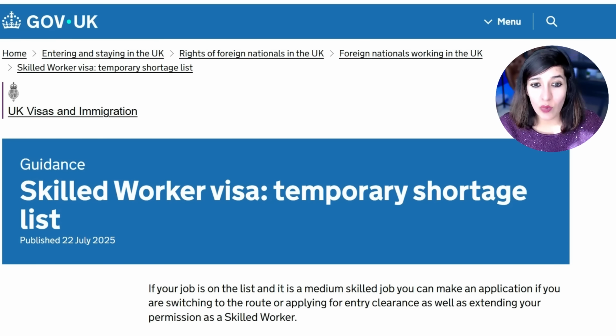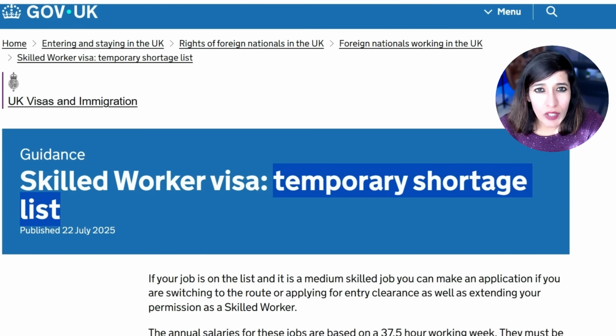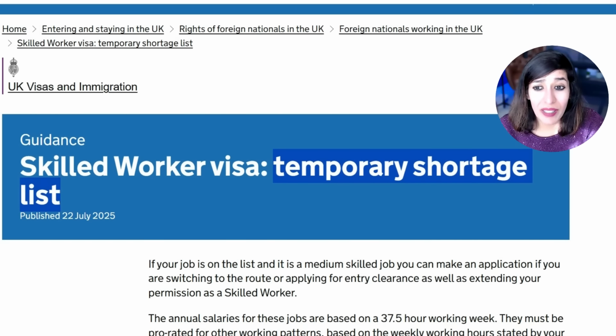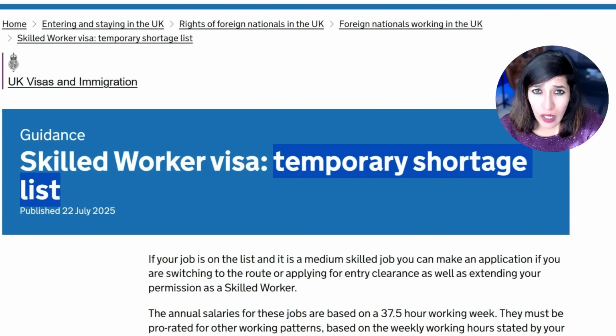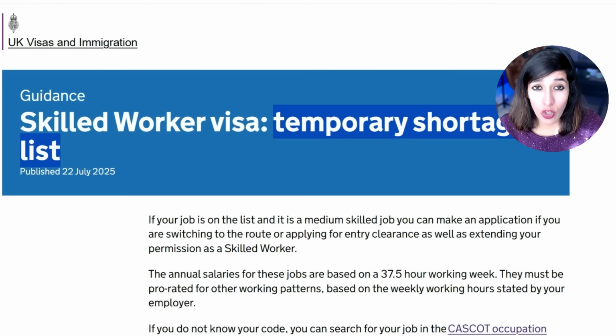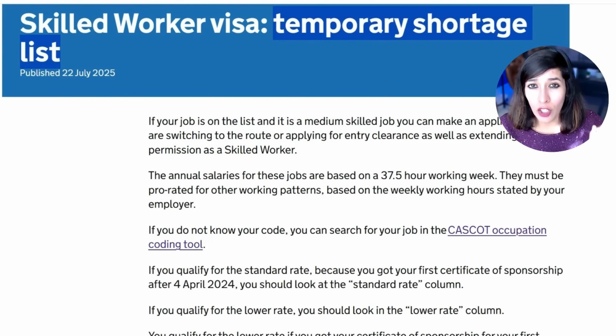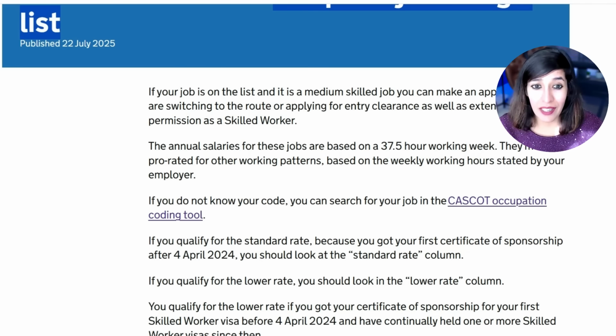So the first is the skilled worker visa. Here you see the temporary shortage list. The name says temporary because the government wants to abolish this list, but it is still existing as of today. And the plan is to get rid of this list by next year. So if your job falls under this list, you can still get a UK skilled worker visa.